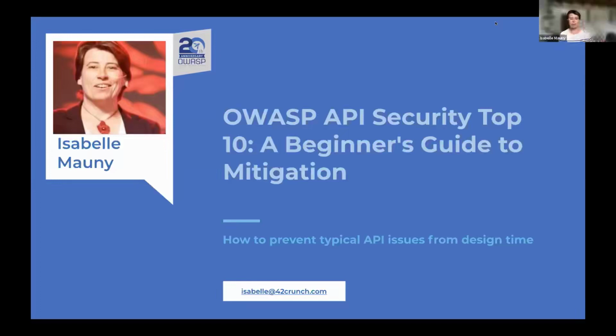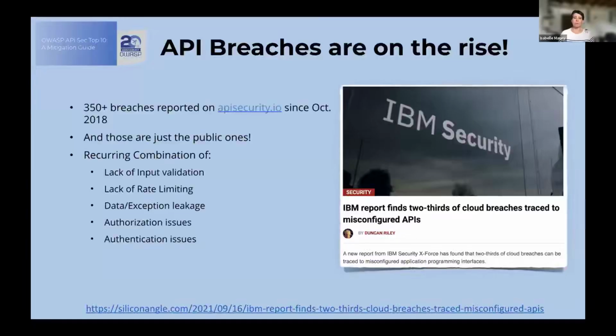I'm sure you're all aware, I hope you're all aware, that there is another top 10 list, which is an API specific one. And we'll get to the nuts of that and give you some recommendations to hopefully avoid those, right? It's not going to be a surprise to you that API breaches are on the rise.